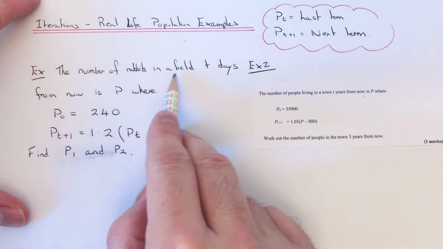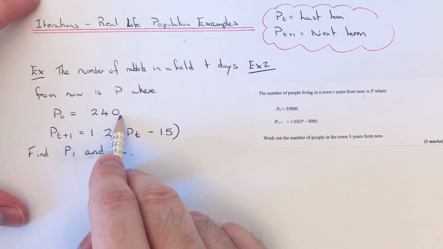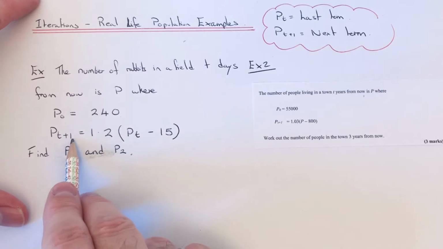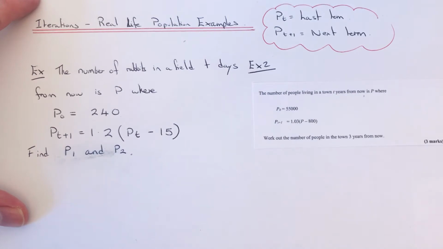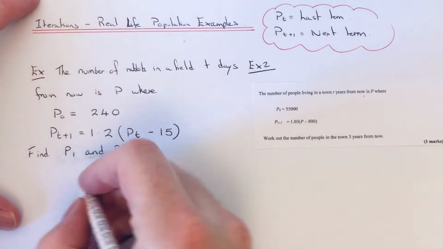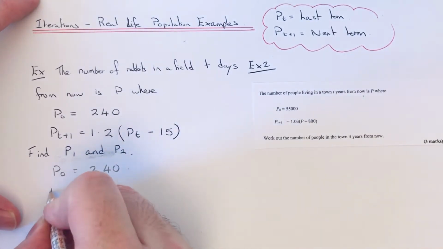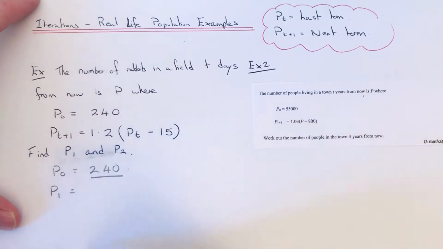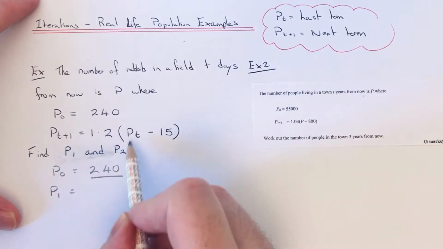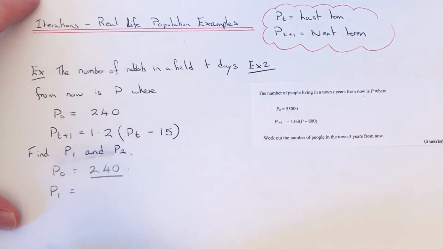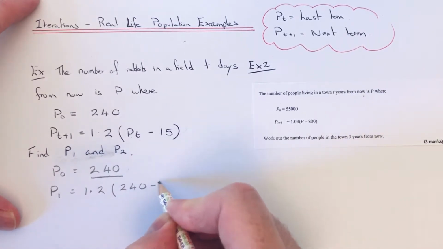The number of rabbits in a field t days from now is p, where p0 equals 240 and p little t plus 1 equals 1.2 bracket p little t minus 15. So we're going to work out p1 and p2. We've got our first term p0, which is 240. To get p1, our next term, we have to substitute 240 into this formula. So we replace the p little t with 240. So it'd be 1.2 bracket 240 minus 15.